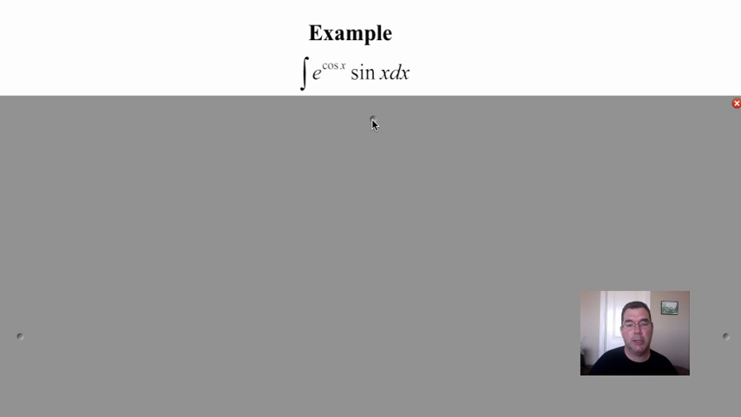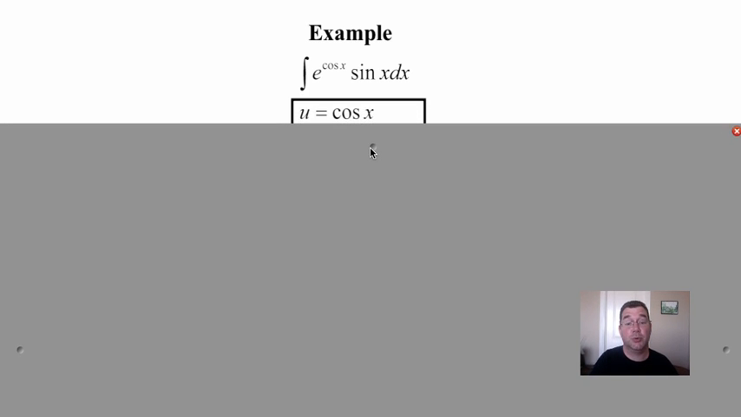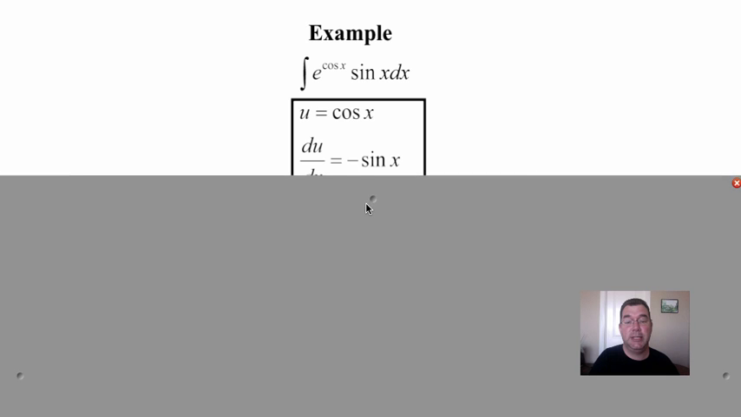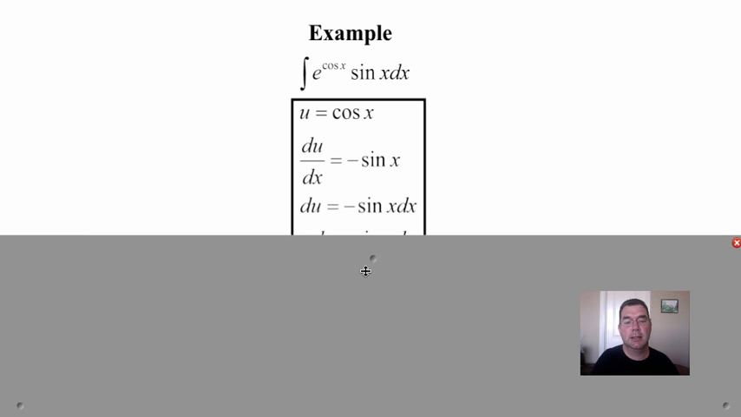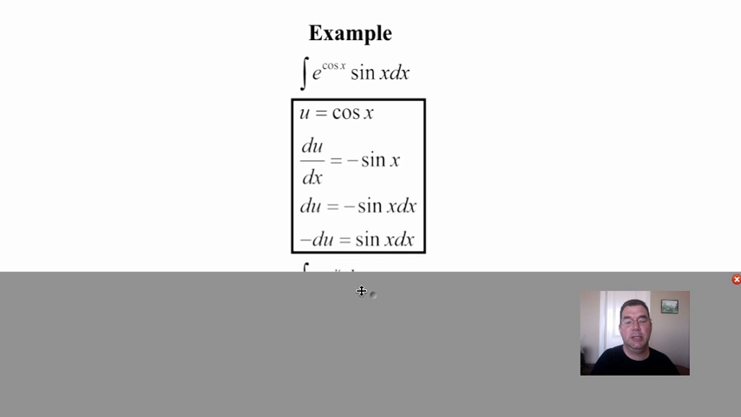So I'm going to let cosine x be my u. That way I can just make the e to the cosine x just e to the u. And my du dx is going to be negative sine x. The only problem that I have with this is that negative sign sitting out front. So if I change the sign of both sides, I get that negative du is sine x dx.